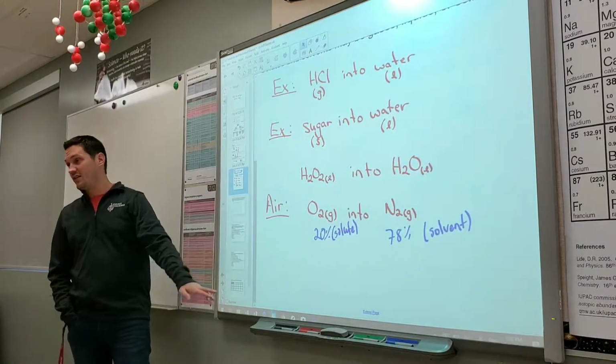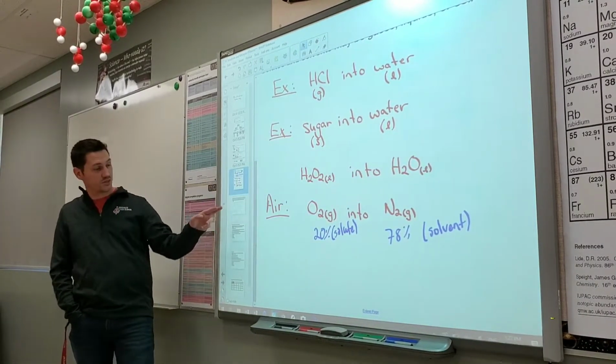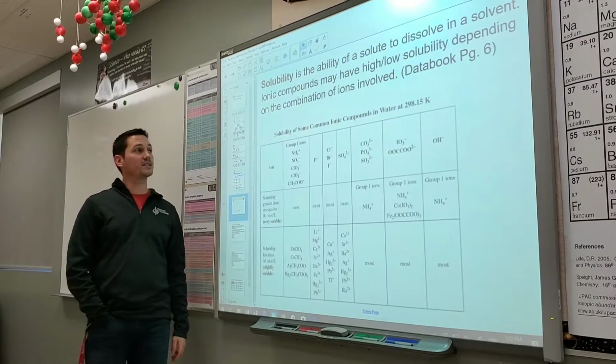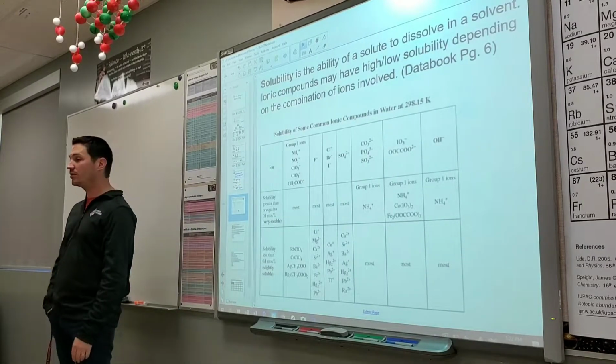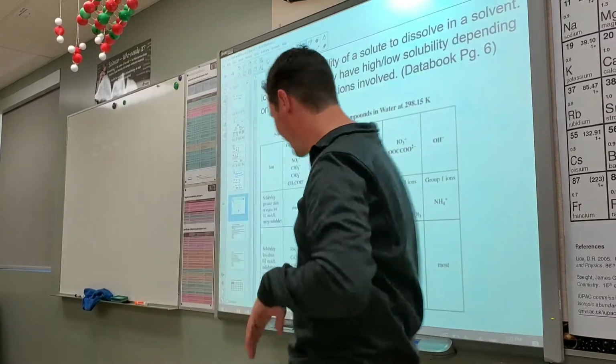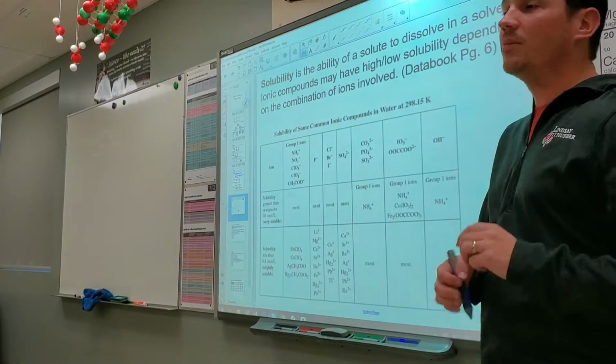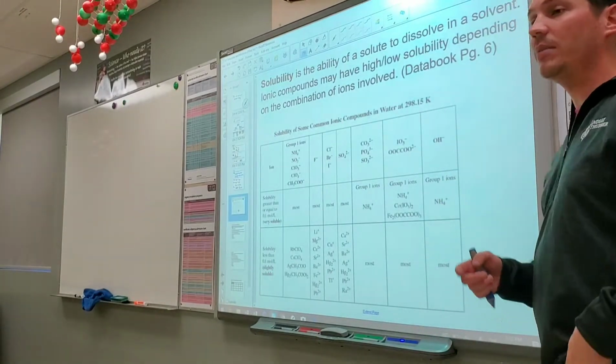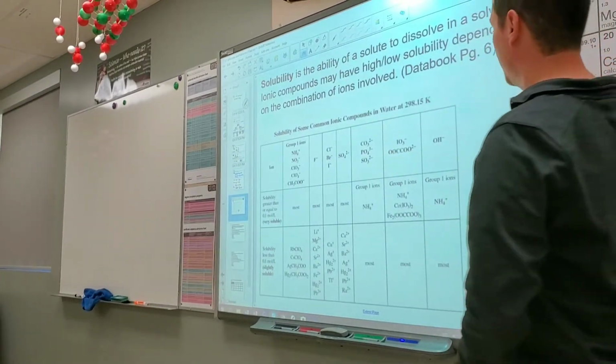Any questions on that? No? Okay, we're just gonna go real fast, okay? Solubility. Do you remember using this table last year? Yes. Oh, you better. I'm gonna write out some compounds and I wanna make sure that we know how to use this table, okay?